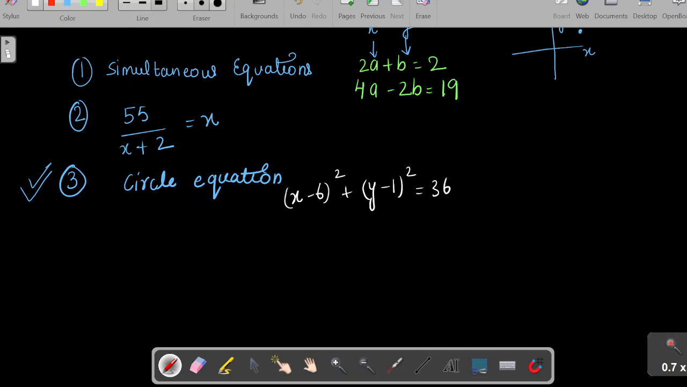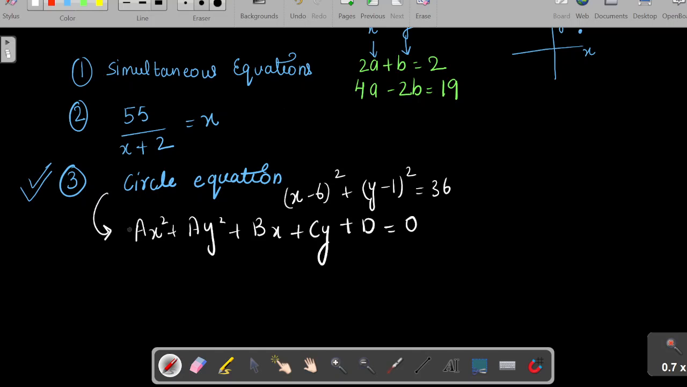But what if they give you an equation in general form, ax² + ay² + bx + cy + d = 0? This is also the form of the equation of a circle. When you expand this, you will get it in this form. We always use GDC; we will never use Desmos. Never use Desmos for this.